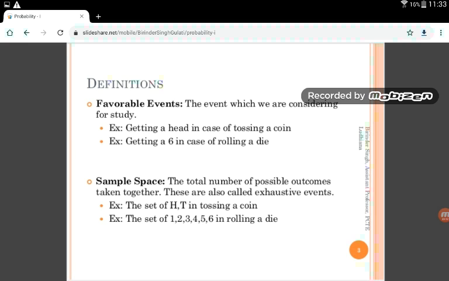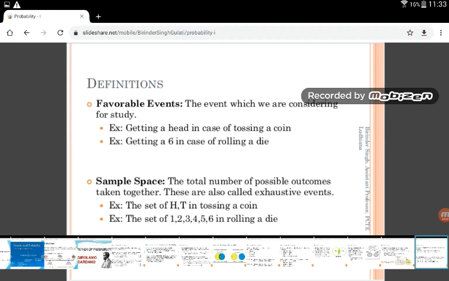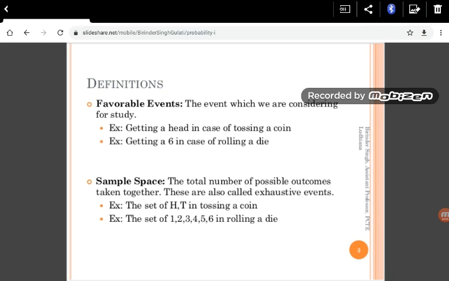And sample space is the space where all possible outcomes are considered. In tossing a coin, what will be the possible outcomes? Head and tail. So both head and tail make the sample space. मतलब कहाँ से कहाँ तक range करता है, that is said to be the sample space. In case of rolling a die, 1 to 6 will be the sample space.